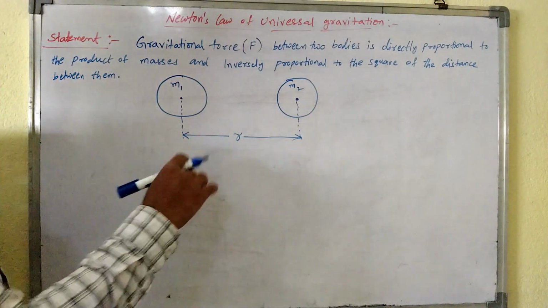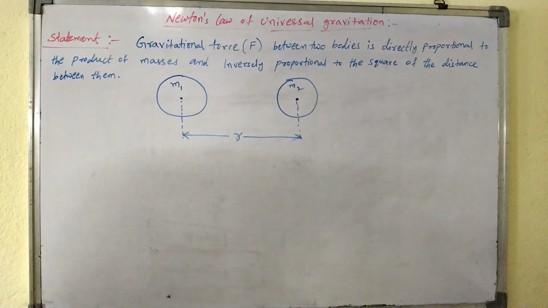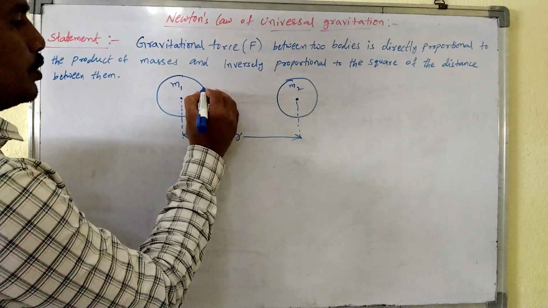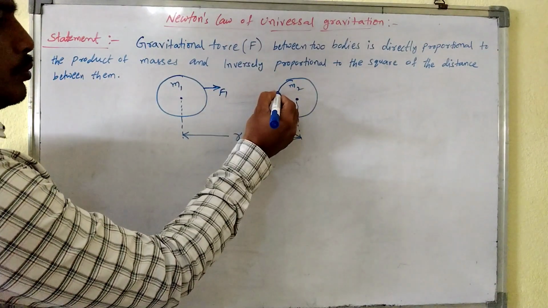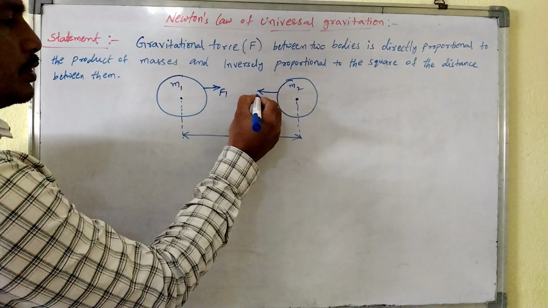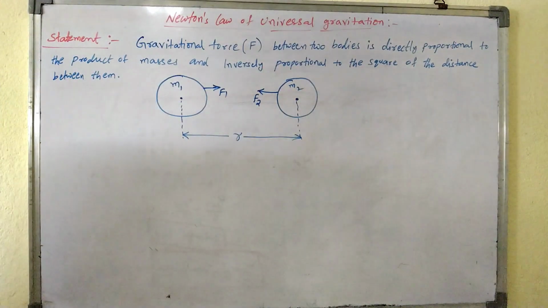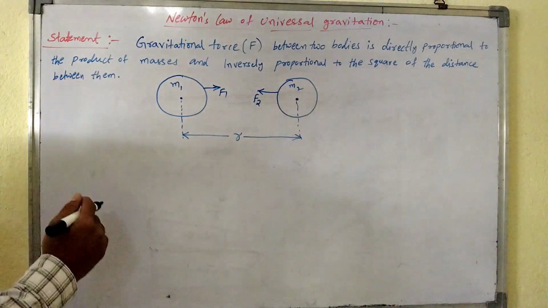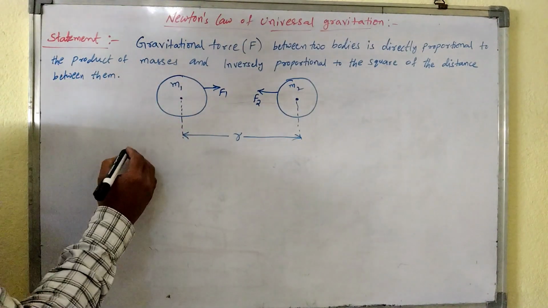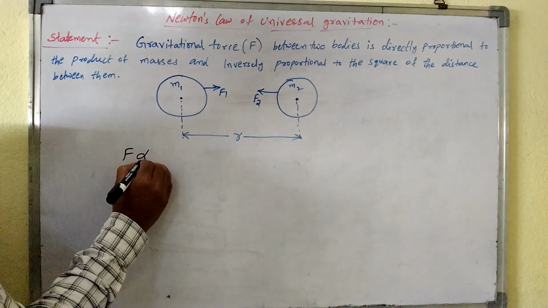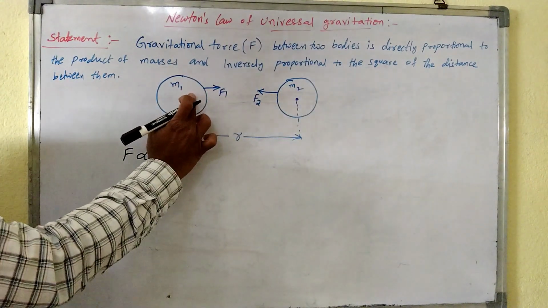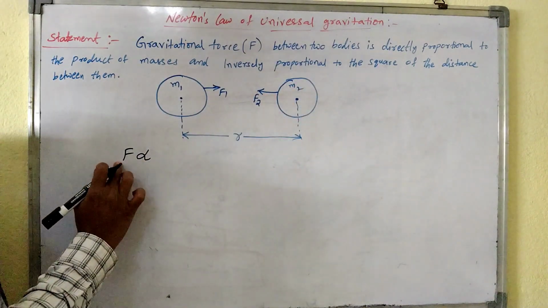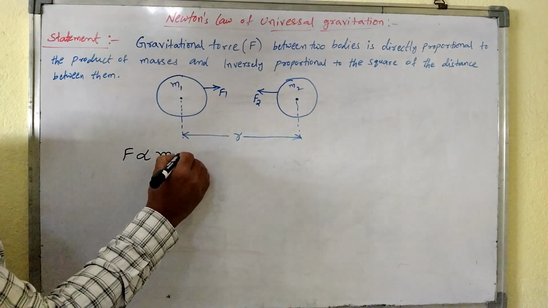Everywhere in the universe, gravitational force acts between any two bodies. Here, the force exerted by the first body on the second, let us take as F1. And the second body will also apply a force on the first body, that is F2. So as per the statement, we can write that the gravitational force is directly proportional to the product of these two masses. The mass of the first body is m1 and the mass of the second body is m2. So we can write F is directly proportional to m1 m2.